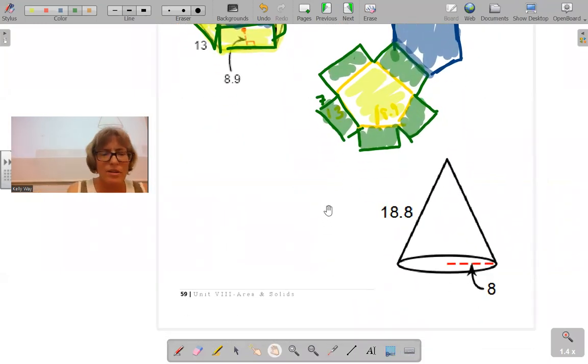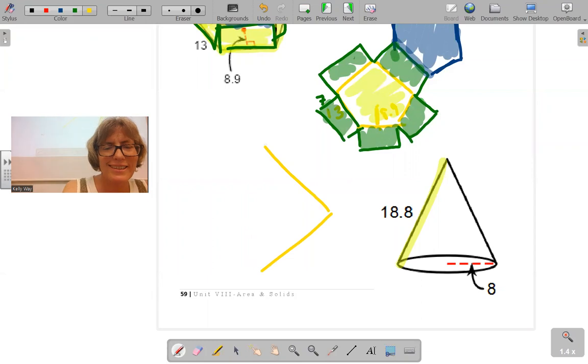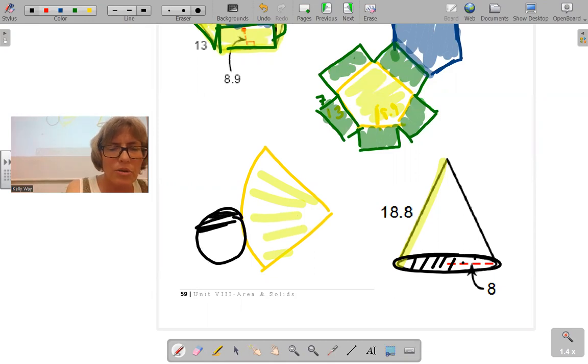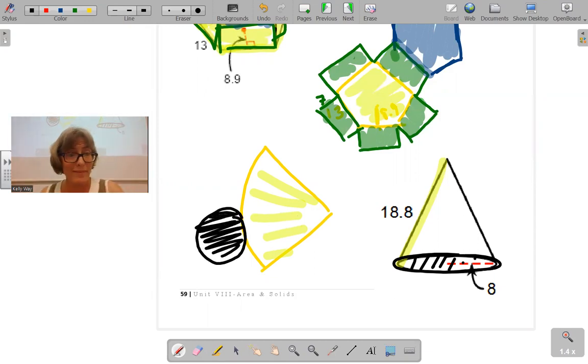My net for this is going to be that sector area. And then you have a circular base just kind of attached, where exactly doesn't really matter. So that would be the net of a cone.